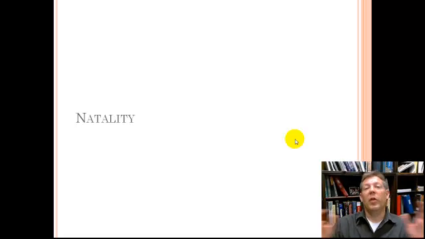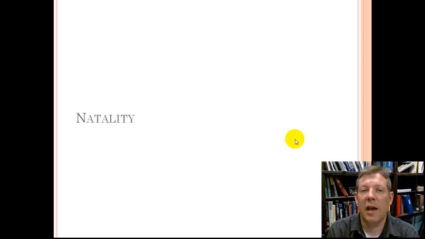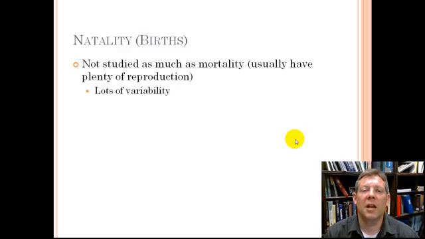Okay, so that was a lot of mortality. That's because mortality is a big deal in fisheries. The last thing we talked about that's important to a population is natality. We're not going to talk about this very much. The births are just not as studied as much as mortality, for a number of reasons. We've already mentioned that reproduction is usually not a problem in most fish populations. You've got plenty of fish, so people aren't as interested in the number of births every year. There's also tons of variability, so from year to year, it's difficult to try to pinpoint that down.